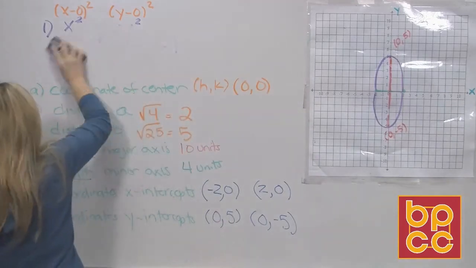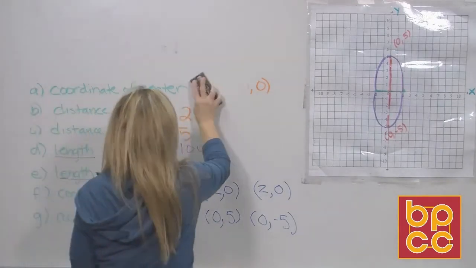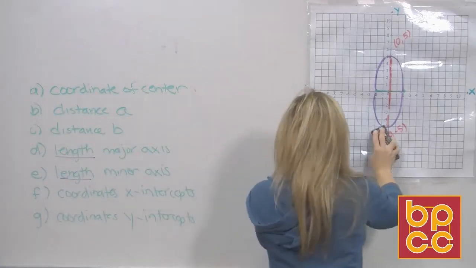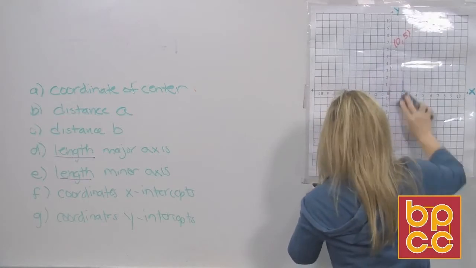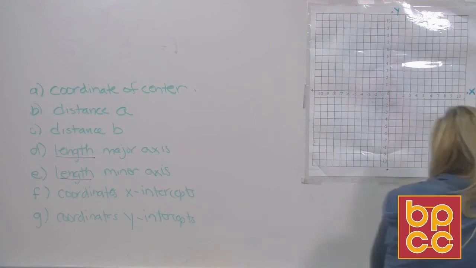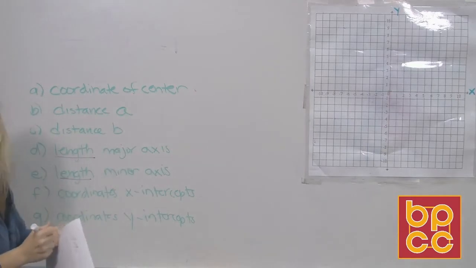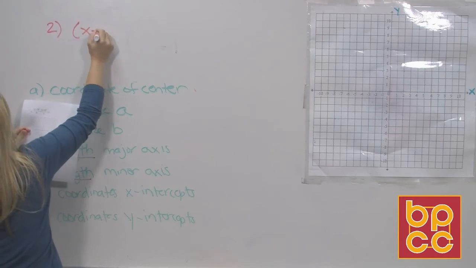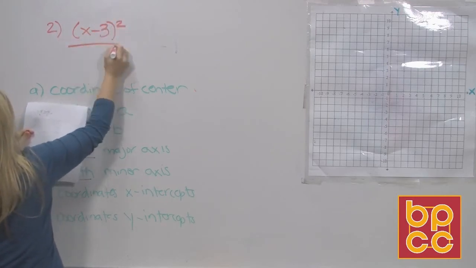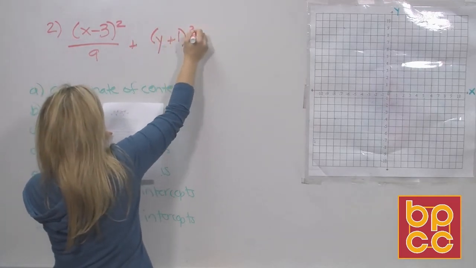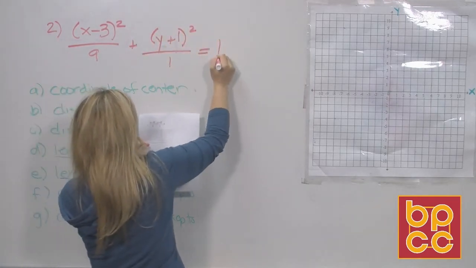So let me erase this equation and give you one a little bit more complicated. So let's erase these answers. Let's erase this pretty graph. And let's see a more complicated ellipse equation. All right, so let's see how you can do on this. So our next equation in our notes is, this is example 2, (x minus 3) squared over 9 plus (y plus 1) squared over 1 equals 1.